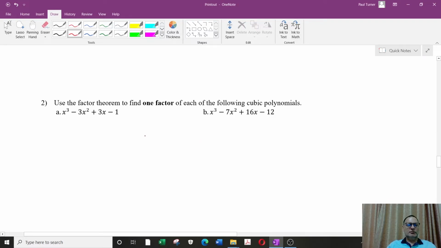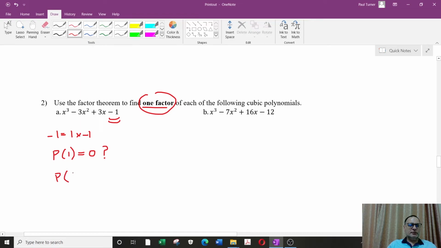Okay, question 2. You need to use the factor theorem to find one factor. Okay, so if you look at this number here, minus 1. I haven't taught you this before, so we probably need to talk about it. Minus 1 has what factors? 1 times minus 1. These are the two numbers you need to try. So try 1. Do you get 0 or not when you substitute? And try the other one. You only need to find one factor though, so just do it until you find a factor.